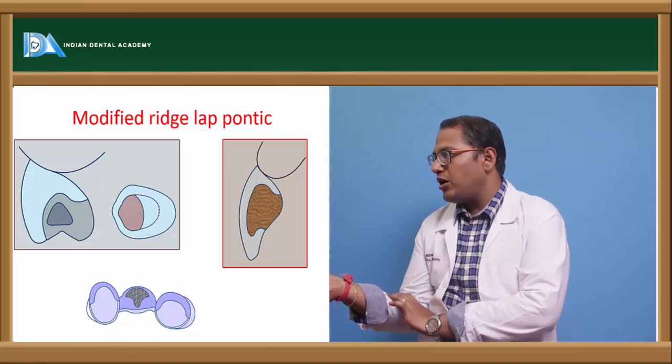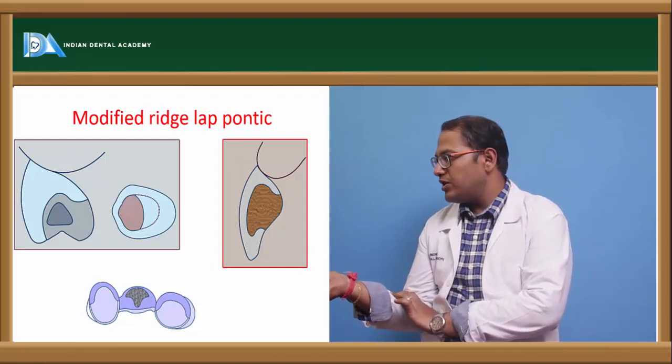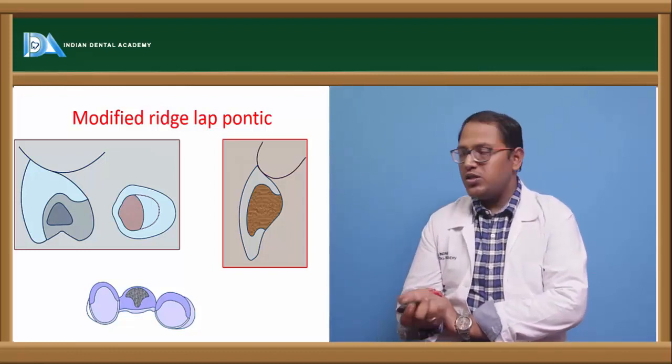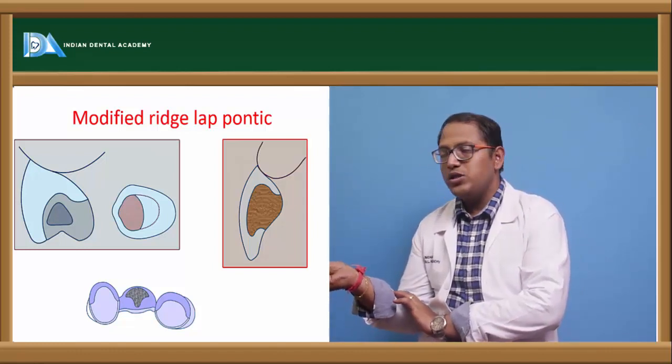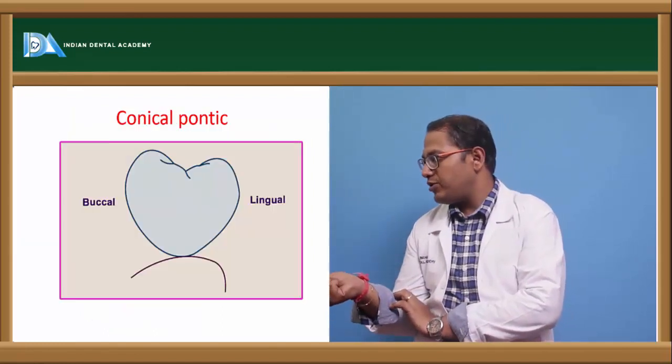Hence, food lodgement problem solved. Aesthetic problem solved. Most important, contact with the ridge problem was also solved. So this was considered as one of the best Pontics and is considered for the posterior region. This Pontic is considered to be one of the best Pontics, the modified ridge lap Pontic.